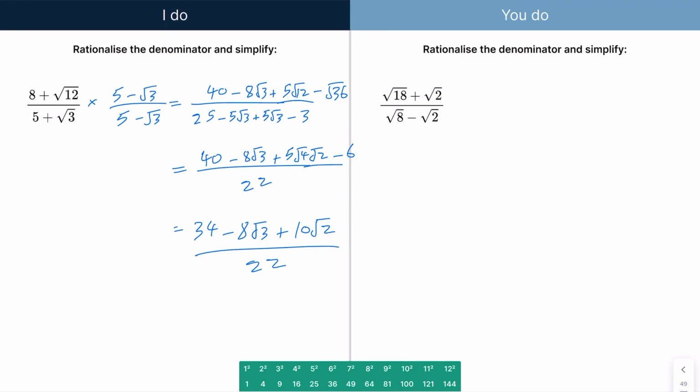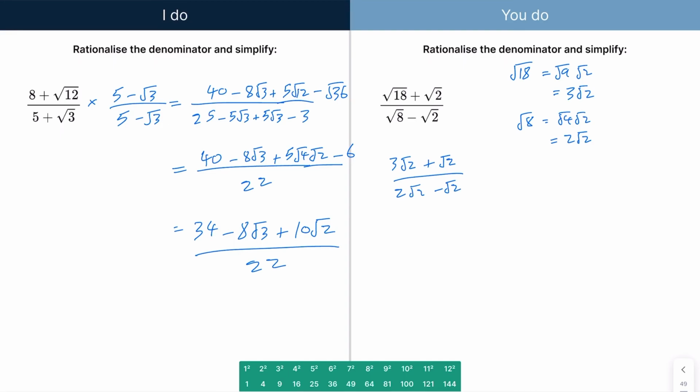So hopefully you've pressed pause and had a go at the example on the right. Now, yes, you could have gone down the route of multiplying it by the opposite sign of the denominator. Now, another way you could do this is, well, you can see two numbers that can be broken down immediately, so that root 18 can be written as root 9 root 2, which then becomes 3 root 2, okay? And the root 8 can be written as root 4 root 2, which becomes 2 root 2. Now, I will say either way, however you did this question, you should get the same answer. So root 18 can now be written as 3 root 2 plus root 2, and then root 8 can be written as 2 root 2 minus root 2.